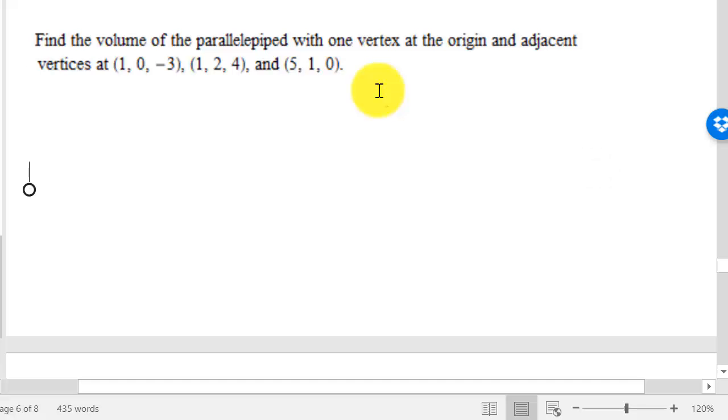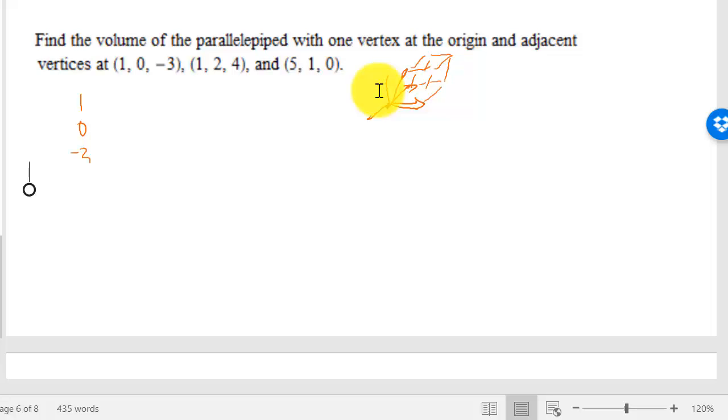And so here we're assuming that in 3 dimensions we have 3 vectors that go out, and if you imagine making a 3-dimensional parallelogram out of these 3 vectors, you get a parallelepiped, and the volume of that is the determinant of these matrices. Make columns out of them, 1, 0, negative 3, 1, 2, 4, and 5, 1, 0. And then we want to find the determinant of that.